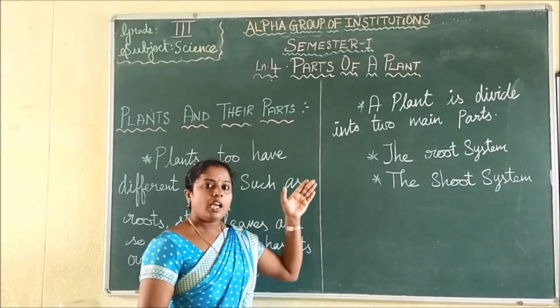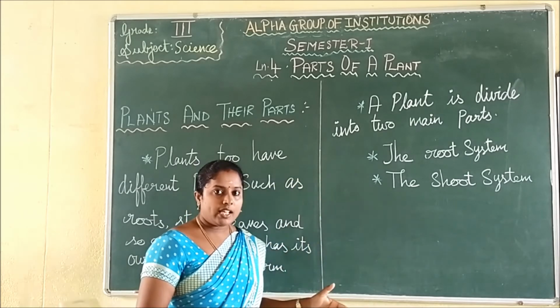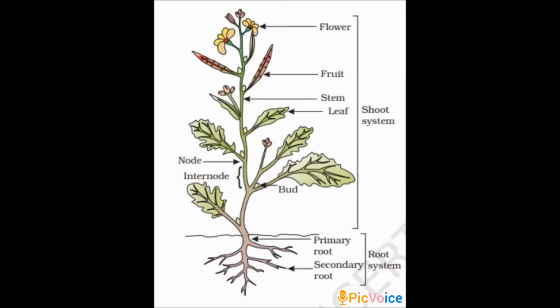Now we'll see the image here. We'll see the plant, and in this, which parts will come as root system and which parts will come as shoot system. Yes, children, now we have discussed that the plant is divided into two systems. What are the two types of system? One is root system and the other is shoot system. Here you can see the root system and shoot system. The part which is below the ground is called root system, and the part which is above the ground is called shoot system.